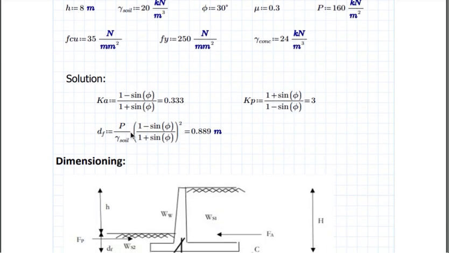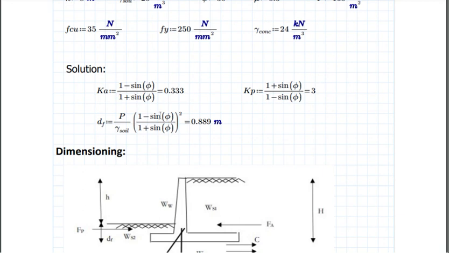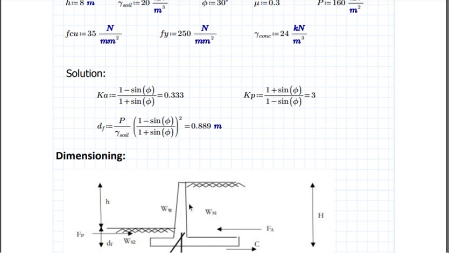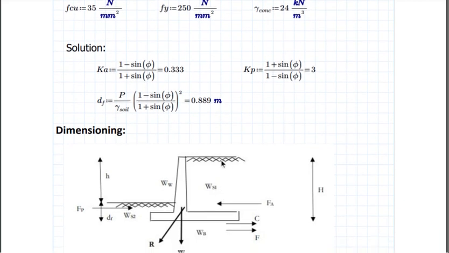Firstly we have to get our Ka, which is the coefficient for the active pressure. The active pressure is the pressure that is acting due to the retained soil, which is this side. And the passive pressure comes from the little backfill of our toe here. So that's what the passive pressure is.